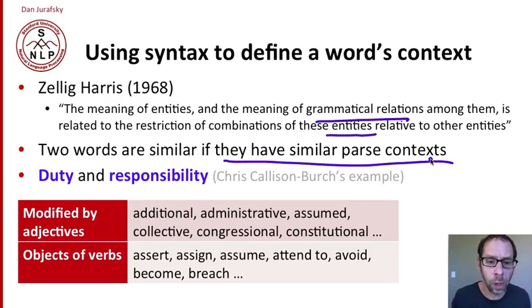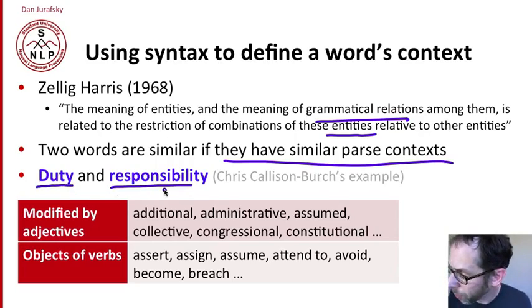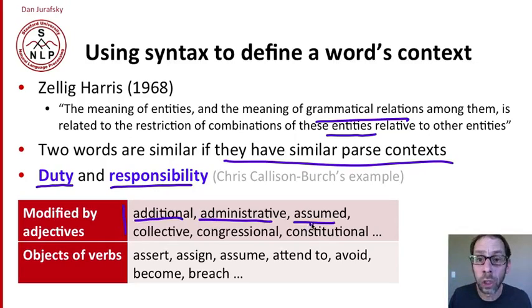And we haven't talked a lot about parsing, but to give you the intuition, the words duty and responsibility can both be modified by similar adjectives. So we can have additional duty, administrative duty, assumed duty, or additional responsibility, administrative responsibility, assumed responsibility. And they can also be objects of similar verbs: assert duty, assign a duty, assume a duty, assign a responsibility, assume a responsibility. So it's not just that they have similar words around them, but that their grammatical context can be similar. They have similar parse context.